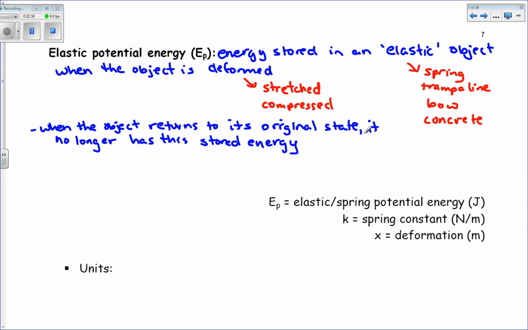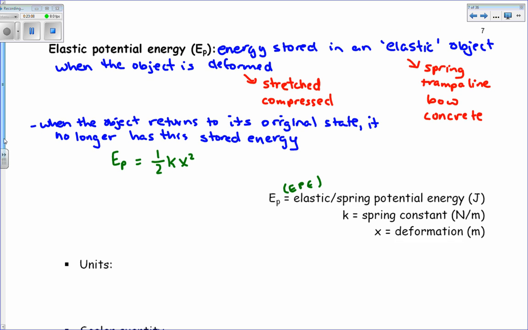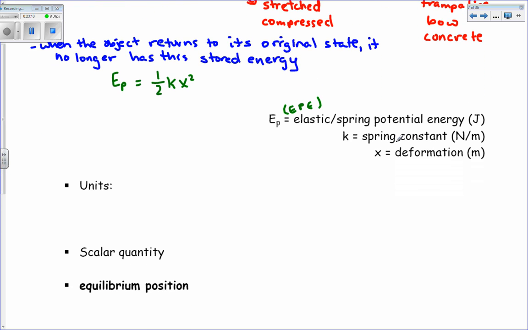The formula, okay, so it's also potential energy, so it's EP, and it equals 1/2 times k times x squared. So I've got EP, that's what's on your formula sheet. Sometimes I write this out as EPE just to keep it straight from gravitational potential energy, but it doesn't really matter. And energy again is in joules. The spring constant, which is k, is measured in newtons per meter, and x is the deformation, how much you've stretched or compressed it, measured in meters.